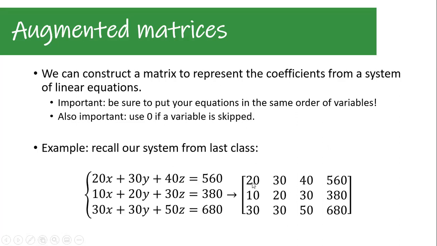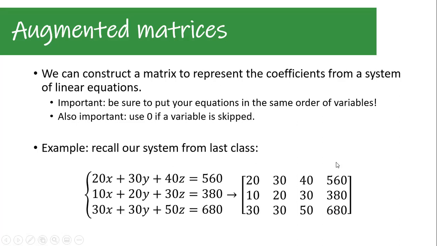Remember, we're just putting the coefficients. So we have 20, 30, 40, and 560. You can think of this column as the X column, this column as the Y column, and this column as the Z column. While this final column in an augmented matrix is going to be your solutions.